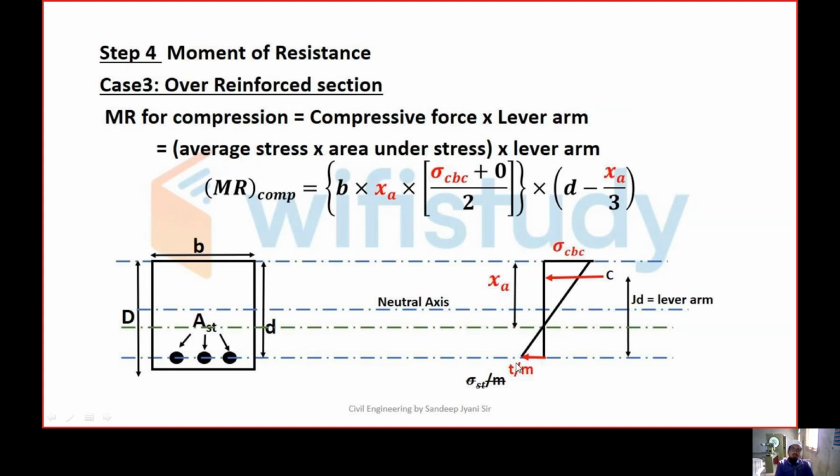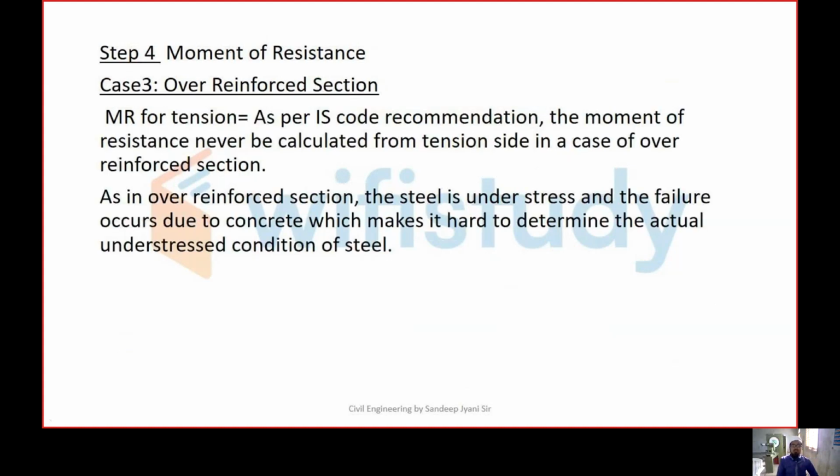Okay, now calculating moment of area of compression, same: d into xa into sigma cbc plus 0/2 into d minus xa by 3. Okay, moment of resistance for tension for over reinforced section is, as per IS code recommendation, the moment of resistance never be calculated from tension side in a case of over reinforced section.